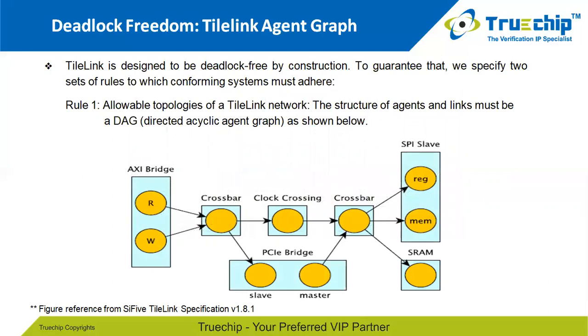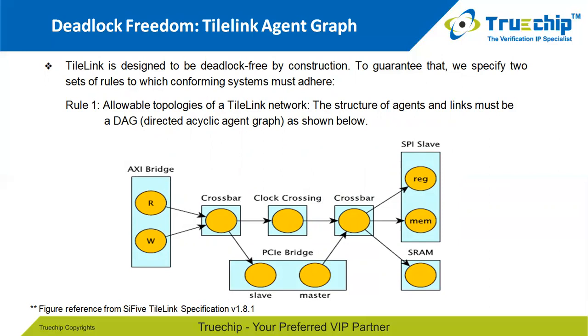Deadlock freedom. TileLink is designed to be deadlock free by construction. In order to avoid deadlock, we specify 2 sets of rules to which a conforming system must adhere. Rule 1: allowable topology of a TileLink network. The structure of the agents and the links must be a directed acyclic agent graph. Here you can see a directed acyclic graph following the rule of deadlock freedom.